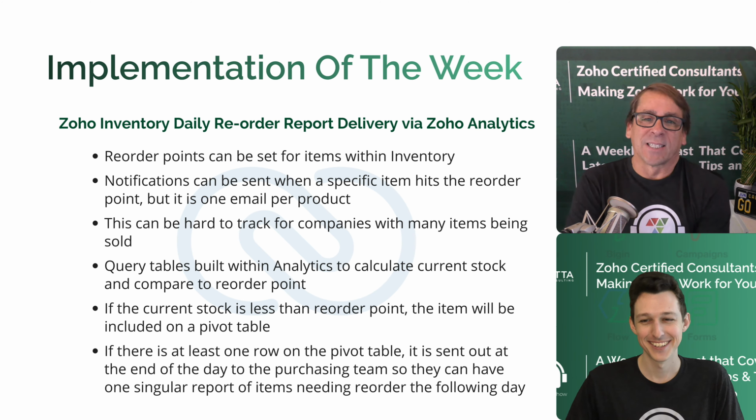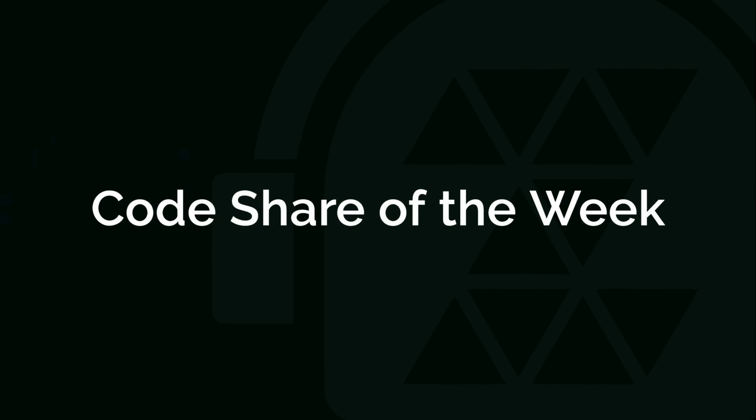Yeah, it's really good. And that's also one of those things like, man, that should just be a button. That should just be a report, you know what I mean? Right in Inventory, you should just be able to click that, choose the items you want to reorder, and just do that. But good stuff. Absolutely. With that, let's get into our code share of the week.